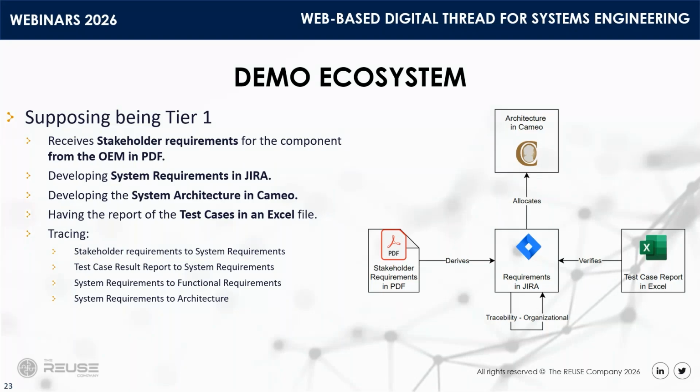Just supposing this little ecosystem, and supposing that in this demo, we are playing the role of being a tier 1 company, where we receive a stakeholder requirements specification for a given component from the OEM in the shape of a PDF.